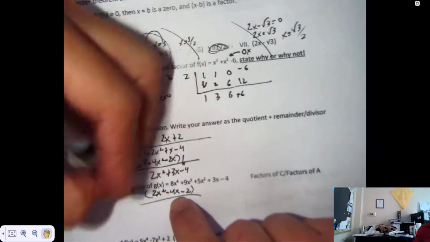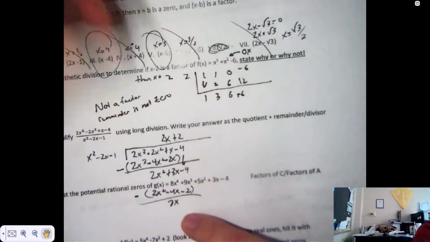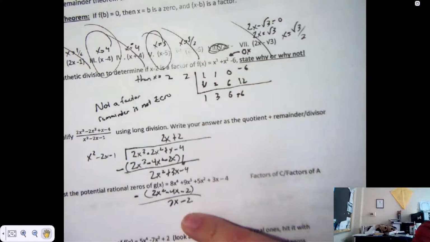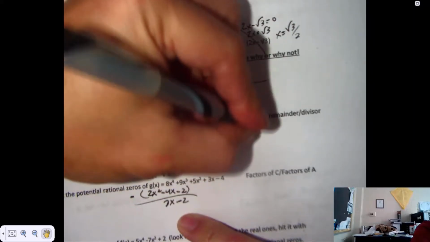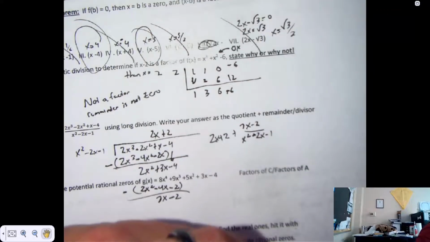I have 3 minus a -4, that's 7x. And I have -4 minus -2, that's -2. So here's my answer. 2x plus 2 plus 7x minus 2 says remainder over the divisor, x squared minus 2x minus 1. That's long division.